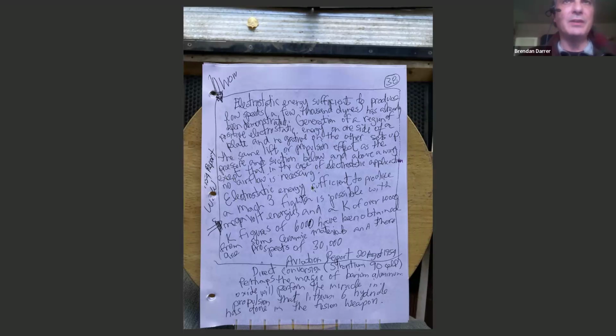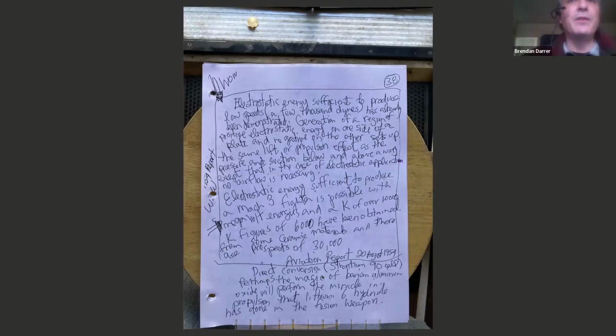Electrostatic energy sufficient to produce a Mach 3 fighter is possible with megavolt energies and a K of over 10,000. Figures of 6,000 have been obtained from some ceramic materials, and there are prospects of 30,000. Aviation Report, 20th of August, 1954. So this is before everything went black. Remember I said that everything kind of went black 1959, 1960?